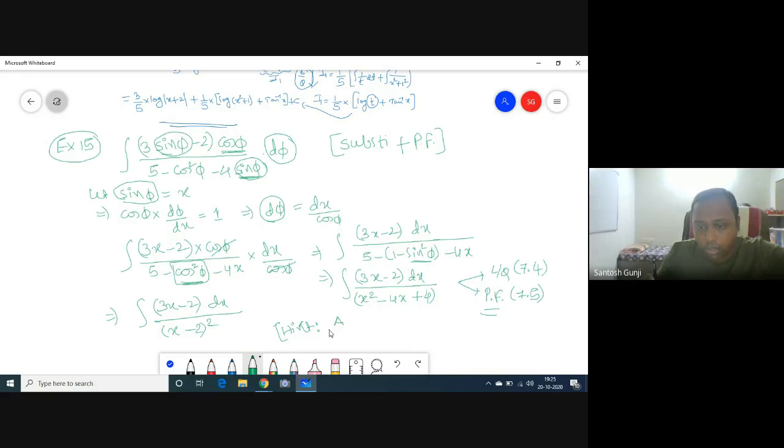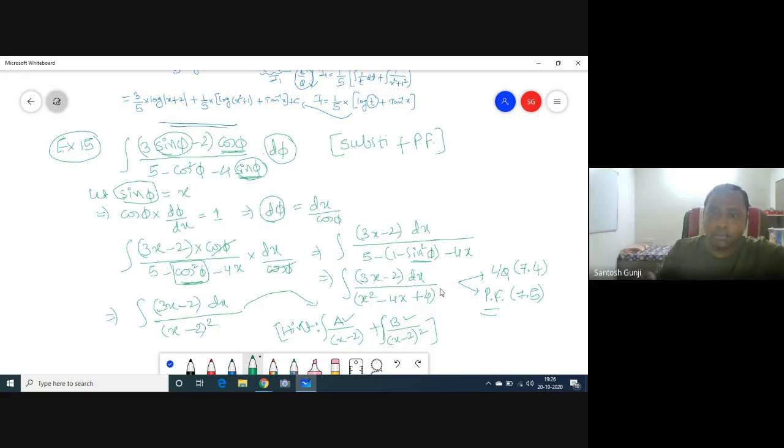So A upon x minus 2 plus B upon x minus 2 the whole square. That's all. Take the LCM and then solve for A and B. Then ultimately the total fraction is going to be converted into a simplest fraction, and take the integral on both sides to solve the rest of the part.